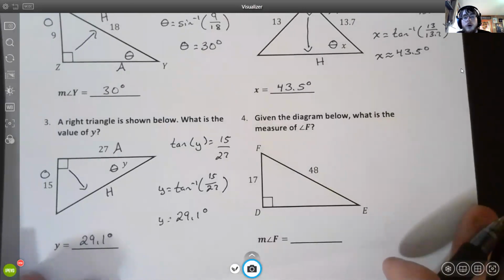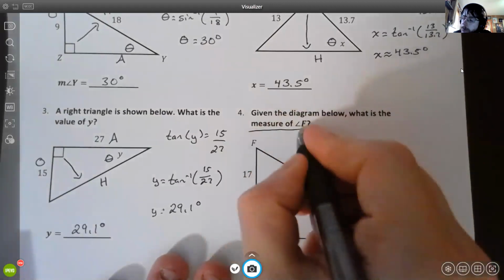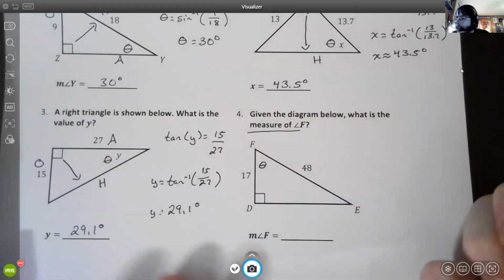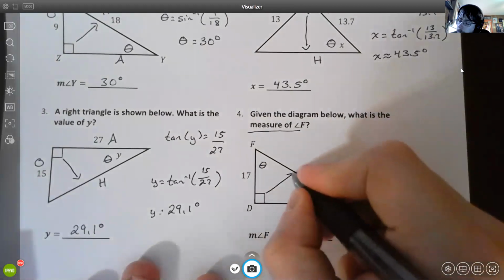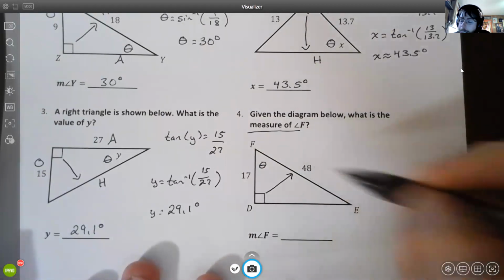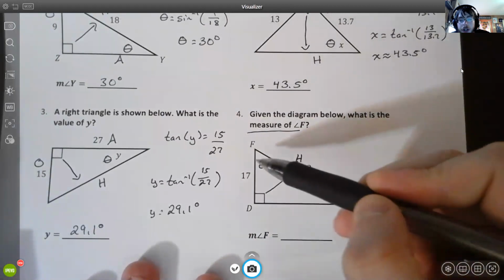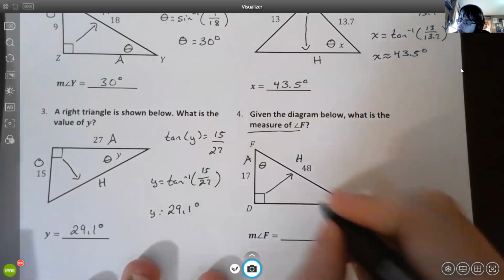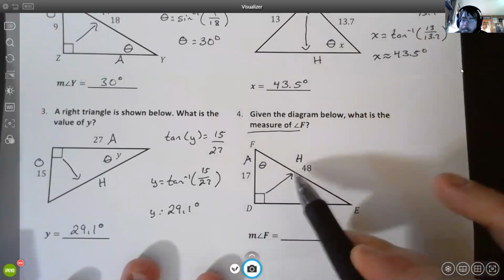And then finally, number 4, given the diagram below, what is the measure of angle F? So it wants to know the measure of an angle, specifically angle F. So we put theta there. Now we identify our opposite, adjacent, and hypotenuse. The hypotenuse is opposite from the right angle, and this time 48 would be our hypotenuse. If we look here, 17 touches the theta, so that is our adjacent, and our opposite side has nothing labeled on it. So we have A and H.